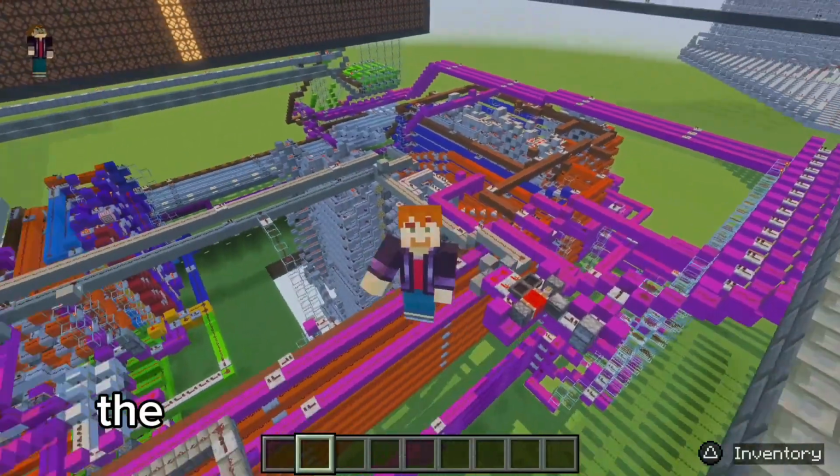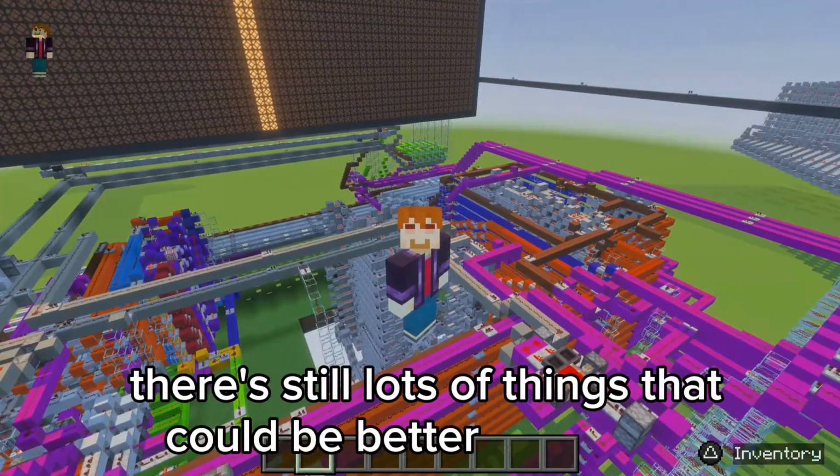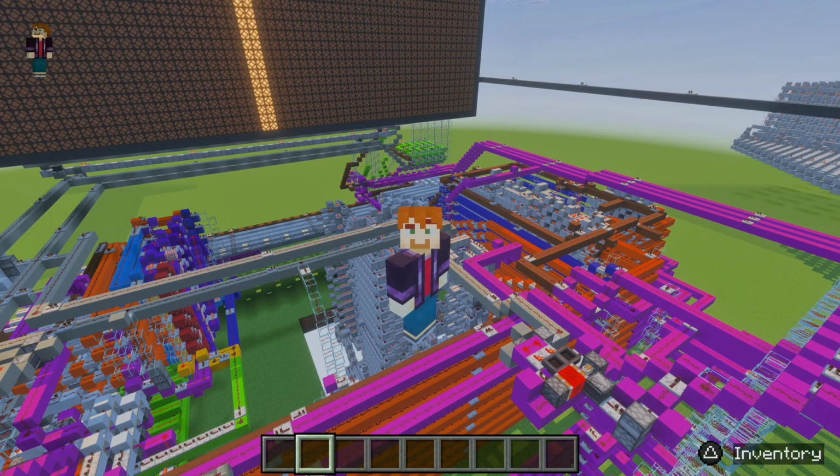Well, that's about it for the Bedrock graphing calculator. There's still lots of things that could be better and faster, but this is a good prototype.